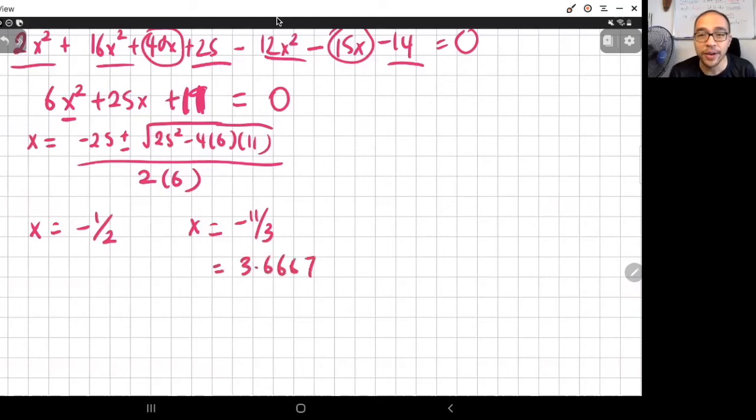Okay. Now, the reason... Okay, so probably there's a little bit of error with the question. The answer is correct. It's negative 1 over 2 and negative 11 over 3.